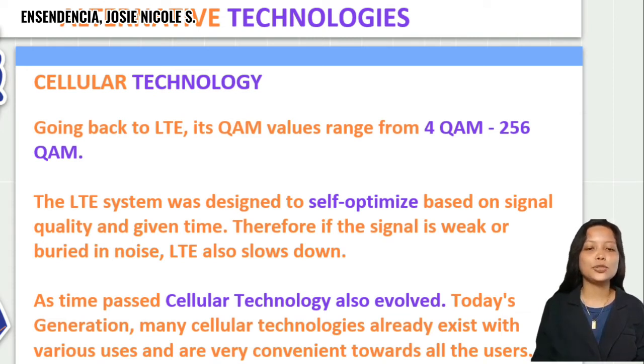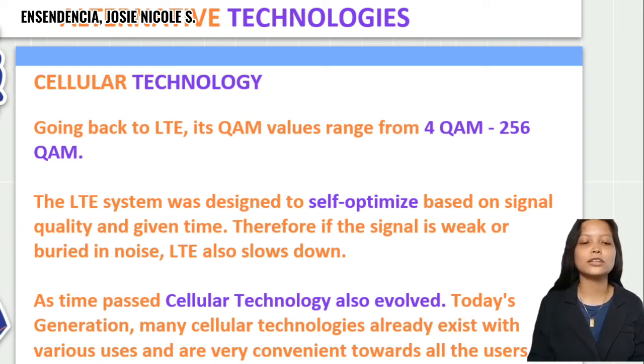The LTE system was designed to self-optimize based on signal quality and given time. Therefore, if the signal is weak or buried in noise, LTE also slows down. As time passed, cellular technology also evolved. In today's generation, many cellular technologies already exist with various uses and are very convenient for all users. That's all about alternative technologies and cellular technology. I hope you learned something and thank you for listening.